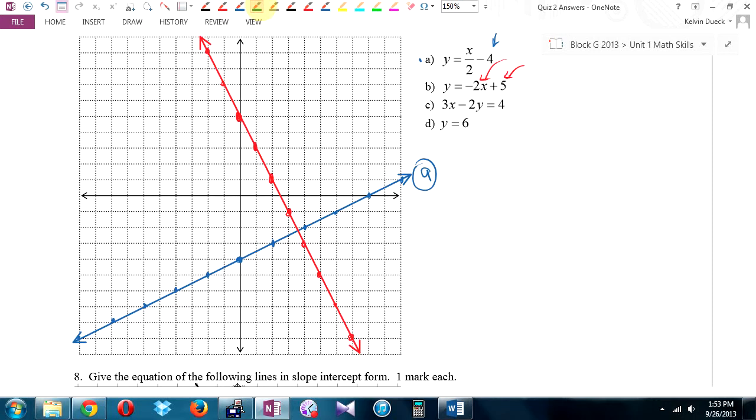Minus 3x. So you'll have negative 2y equals negative 3x and a positive 4. Now what? Divide by negative 2. You're going to have y equals a negative divided by negative, which is a positive, and a positive divided by negative, so you're going to have that, I think.